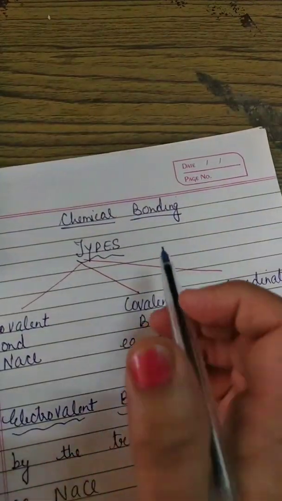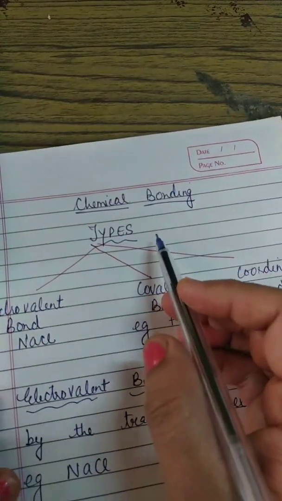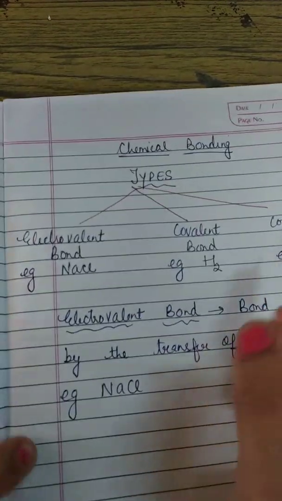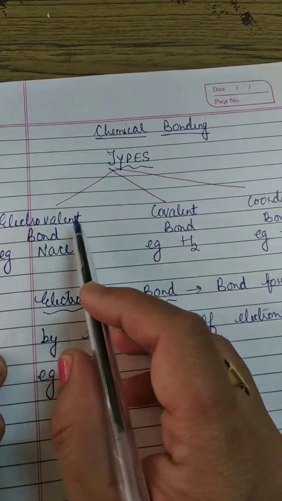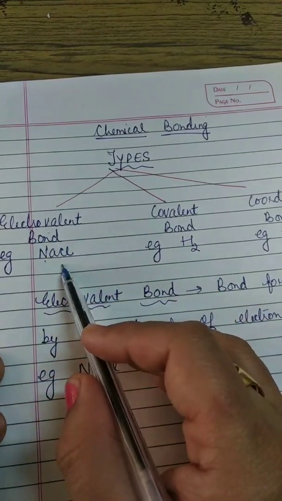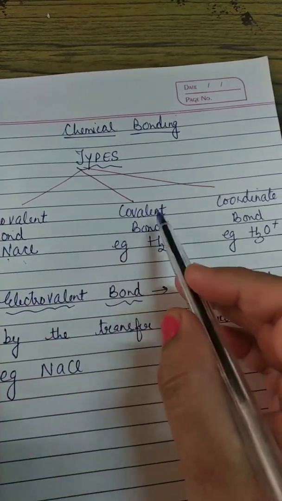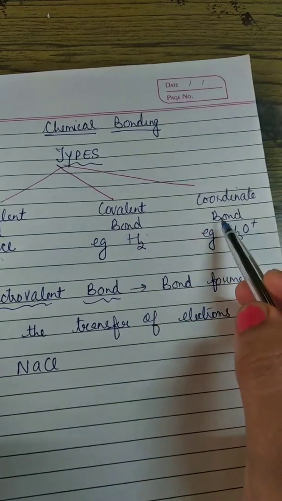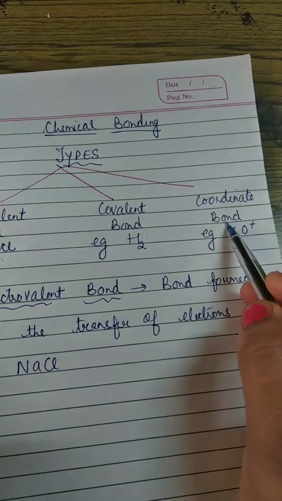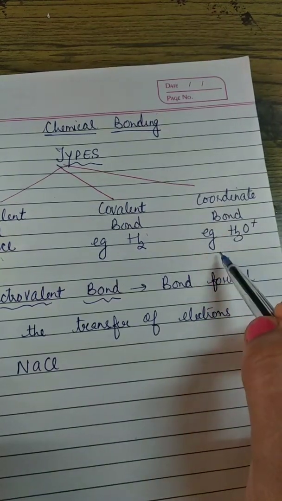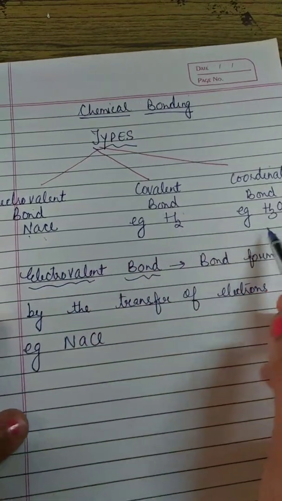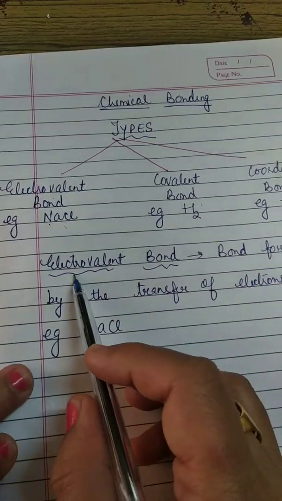Now let's discuss the different types of chemical bond. Basically there are 3 types of chemical bond. One is electrovalent bond, also known as ionic bond. Second, covalent bond, also known as molecular bond. And third is coordinate bond, also known as dative bond. So one by one we will discuss each type of bond. So first one, electrovalent bond.